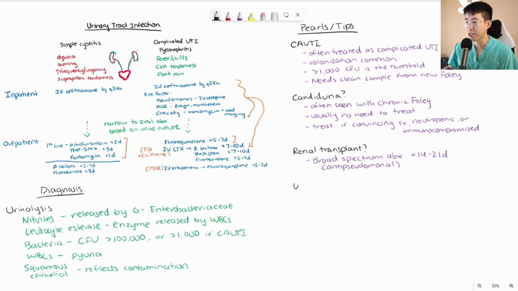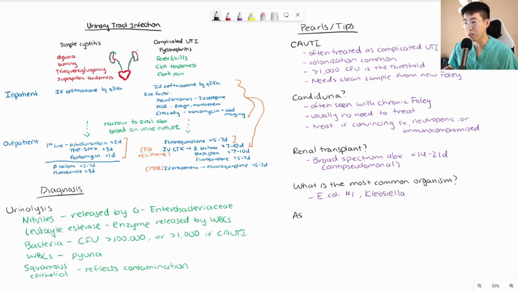Your attendings may ask you what the most common organism is for UTIs. So what is the most common organism? The answer is definitely, by far and away, E. coli. And then after that, it's going to be a lot of those Enterobacteriaceae like Klebsiella and Serratia. And then you get a smattering of other things like Pseudomonas and Enterococcus. But definitely E. coli number 1 for sure, and maybe Klebsiella number 2.